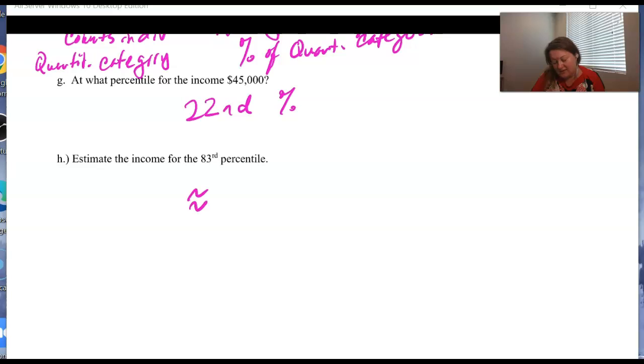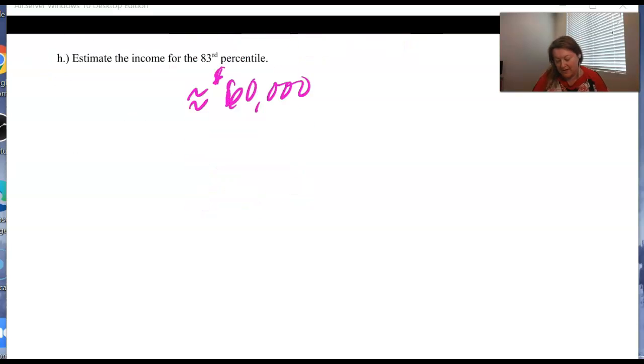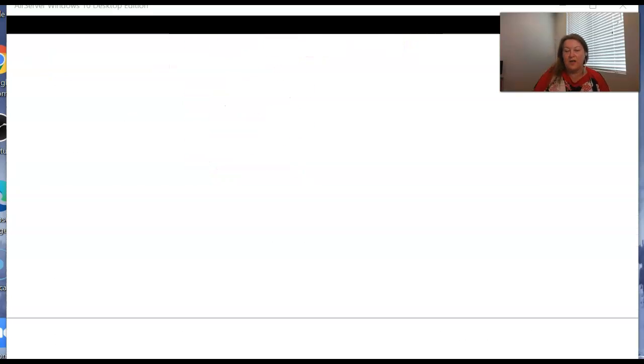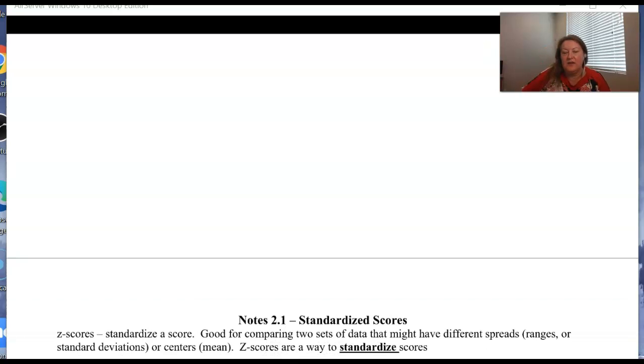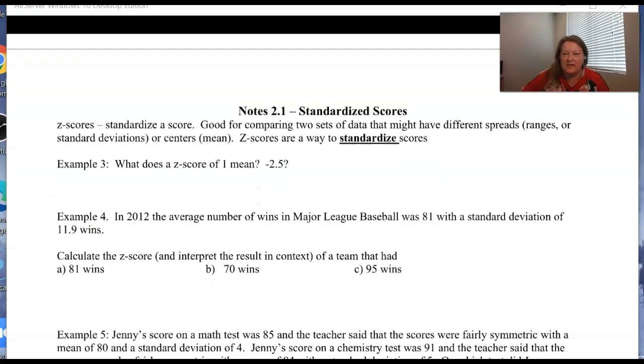I'm going to say approximately $60,000. Okay, all right. So that was it for cumulative relative frequency graphs. They're just the regular percentage graphs that add up to 100.